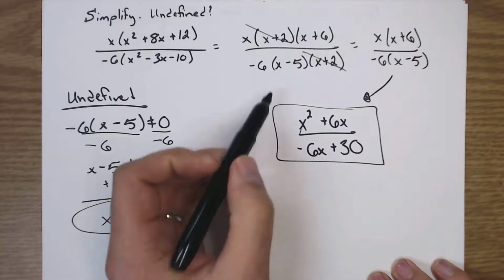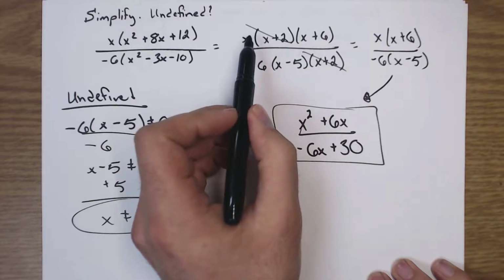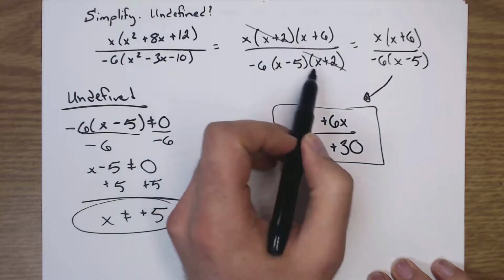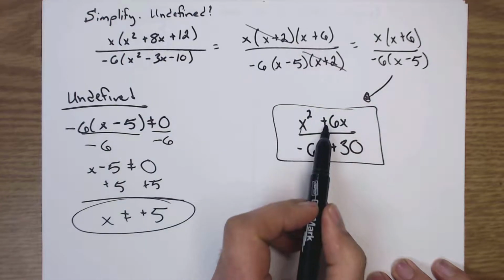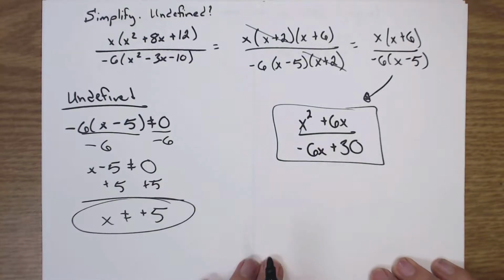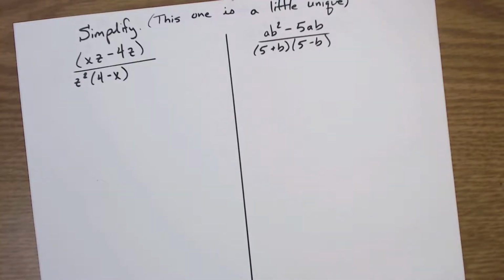You can only do that if it's being multiplied to everything, like up here. All of these things are being multiplied. All of these things are being multiplied. So I can cancel those two things out. Since there's stuff being added and subtracted, I can't cancel it from just pieces and parts. All right, next one it is.